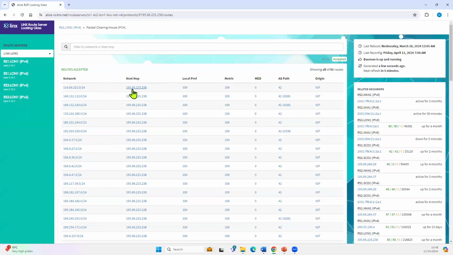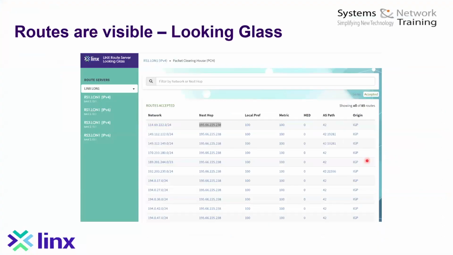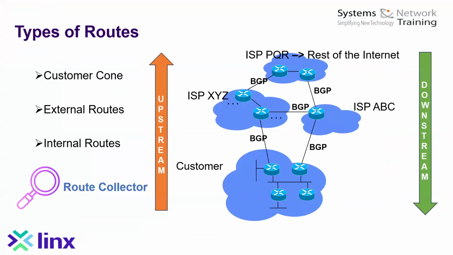So there are multiple different tools that we have. Looking glass is just one of them to enable us to see the activity of routes being advertised in the internet for monitoring purposes. There are tools such as route collectors, which are other monitoring devices. LINX has route collectors. There are route collectors in the internet exchanges as well. There's something called RouteViews. There are multiple of these devices throughout the internet.